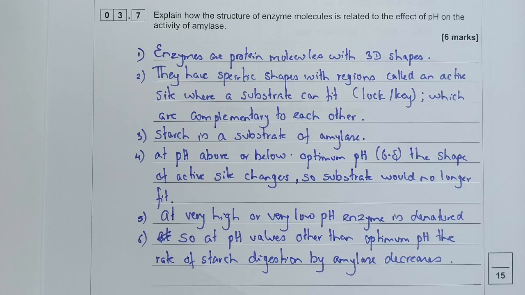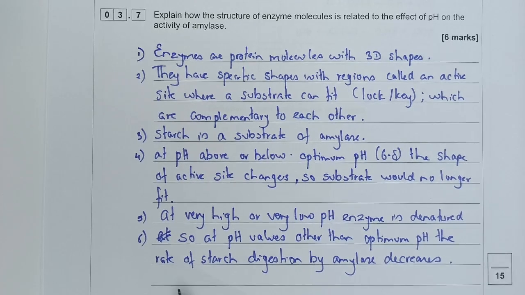Point 3, starch is a substrate of amylase. Point 4, at pH above or below optimum pH, which is 6.8 pH, the shape of active site changes. So substrate would no longer fit. At very high or very low pH values, the enzyme would be denatured. The last point, so at pH values other than the optimum pH, the rate of starch digestion by amylase decreases.